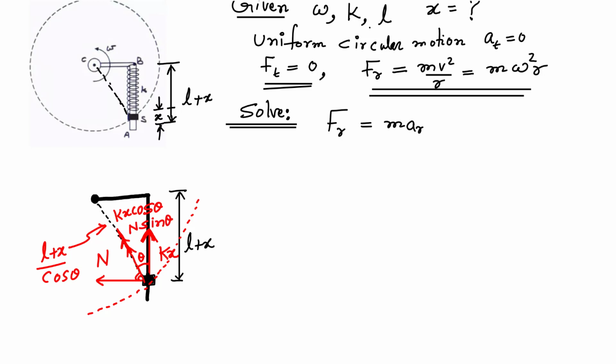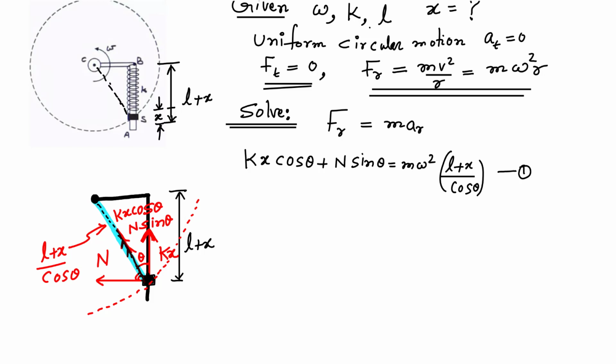So the force in the radial direction we have is kx cos theta plus N sin theta equals m omega square r. r is how much? This length, (L plus x) divided by cos theta, is r. In this case, you can see this is r, because it is the radius along which this is moving. So this length is r. So this is equation 1.